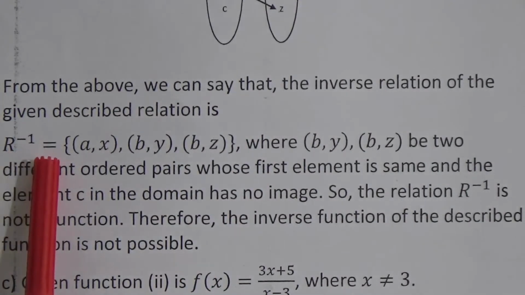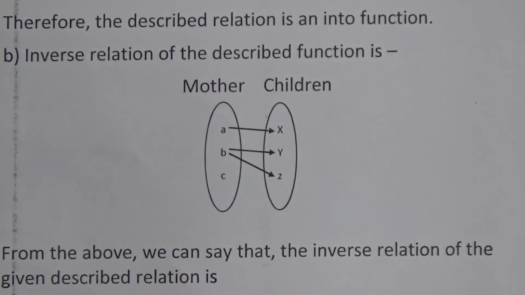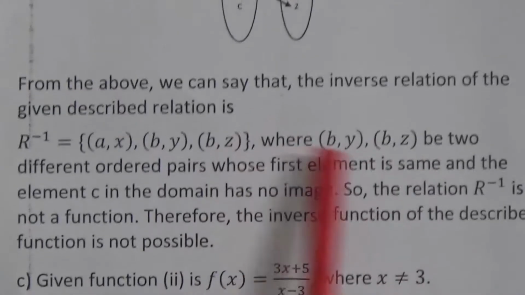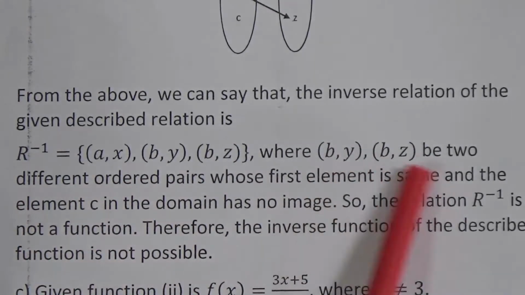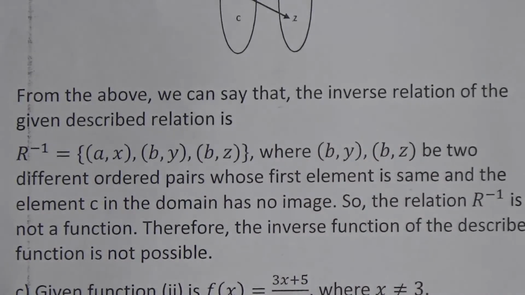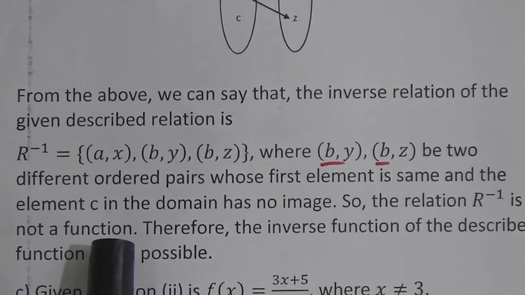So we can say that the inverse relation of the given described relation is R inverse, that is A corresponds to X, B corresponds to Y and B corresponds to Z. Where BY and BZ are two ordered pairs, these two ordered pairs are different, but their first element is B, it means the first element is same. So this relation is not a function, it means R inverse is not a function.